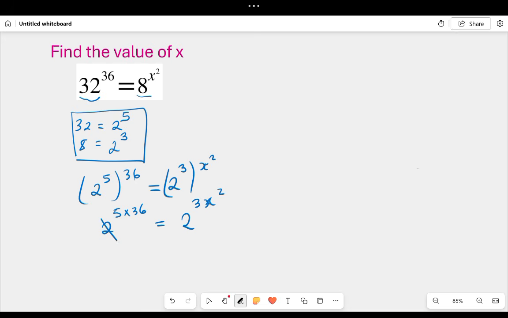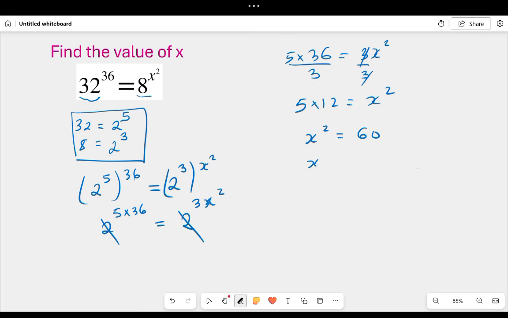Now, because the bases are the same, we are going to cancel them out. Hence, we'll be left with 5 times 36 is equal to 3x squared. Now, I'm going to divide by 3 on both sides so that I can remain with x squared alone. In this case, we are going to have 5 times 36 divided by 3 is 12, which is equal to x squared. Now, this means x squared is equal to 60.